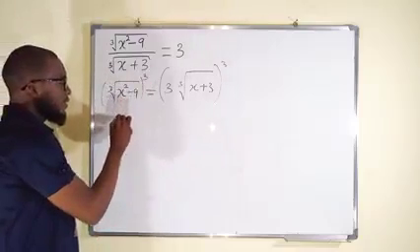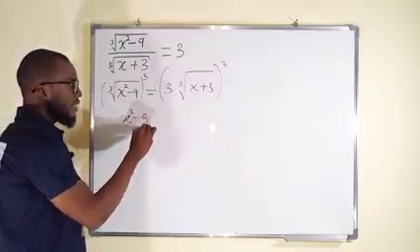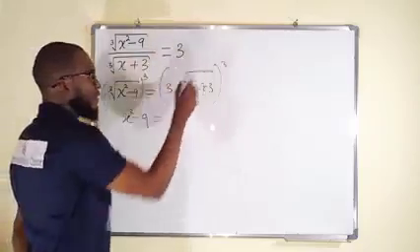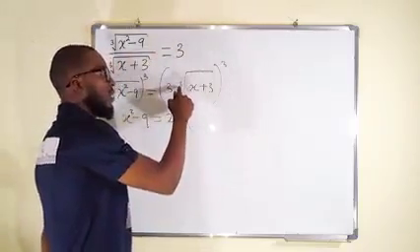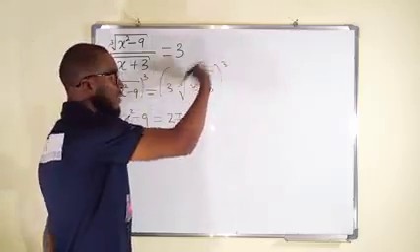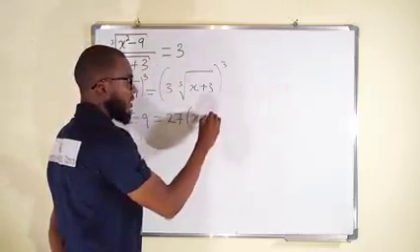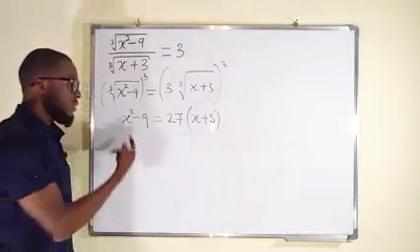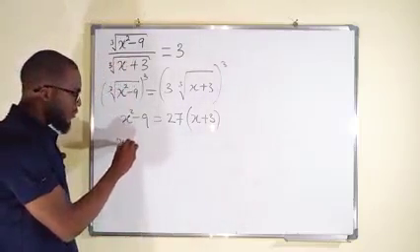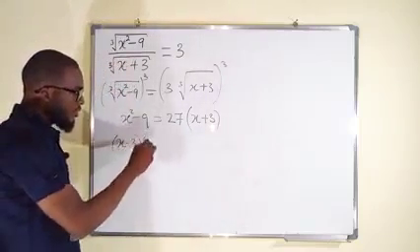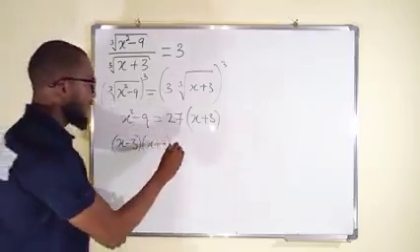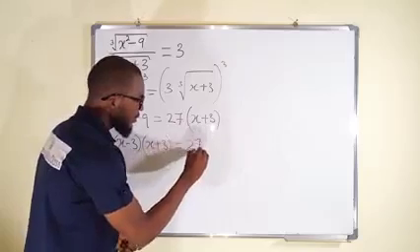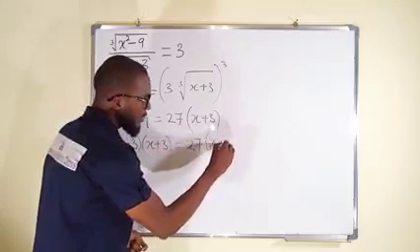Alright, this will cancel this, leaving x squared minus 9. To the right, we have 3 to the power 3, which is 27, multiplied by this rest to the power of 3, they will cancel the root, leaving x plus 3 here. Difference of two squares: x minus 3 multiplied by x plus 3. Remember, I showed you how to do that. To the right, we still have 27 multiplied by x plus 3.